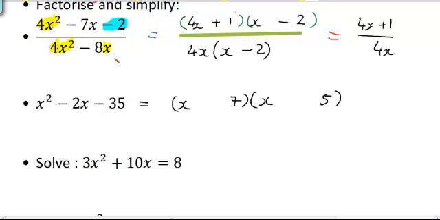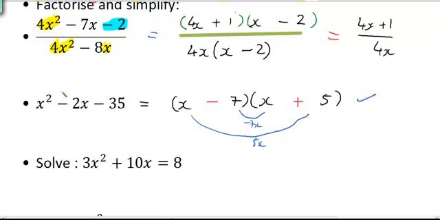Now we know that's a minus number, so the signs have to be different. It has to be a minus 7 and a plus 5, or a plus 5 and a minus 7. I'm going to try a minus 7 and a plus 5. Let's do the check. Well, minus 7 times x gives minus 7x. x times 5 gives plus 5x. When they add together, you get the minus 2x, so I know I'm correct. I can leave it like that.